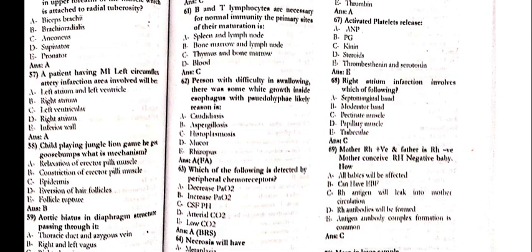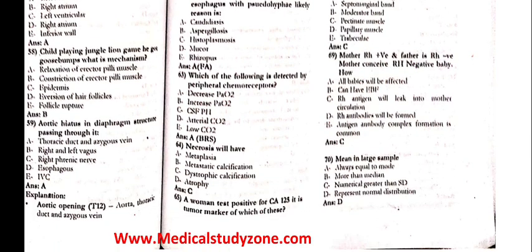62, a person with difficulty in swallowing had some white growth inside the esophagus with pseudohyphae. The likely reason is candidiasis. 63, which of the following is detected by the peripheral chemoreceptors? The decreased partial pressure of oxygen. 64, necrosis will have dystrophic calcification.